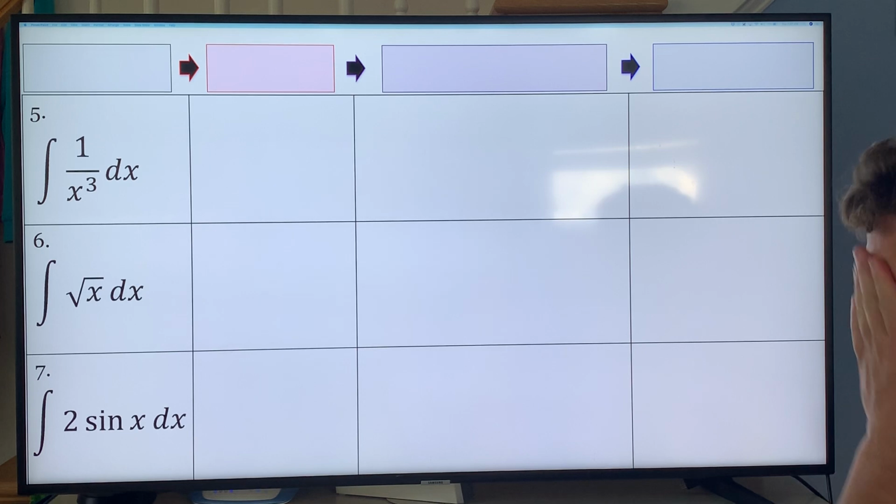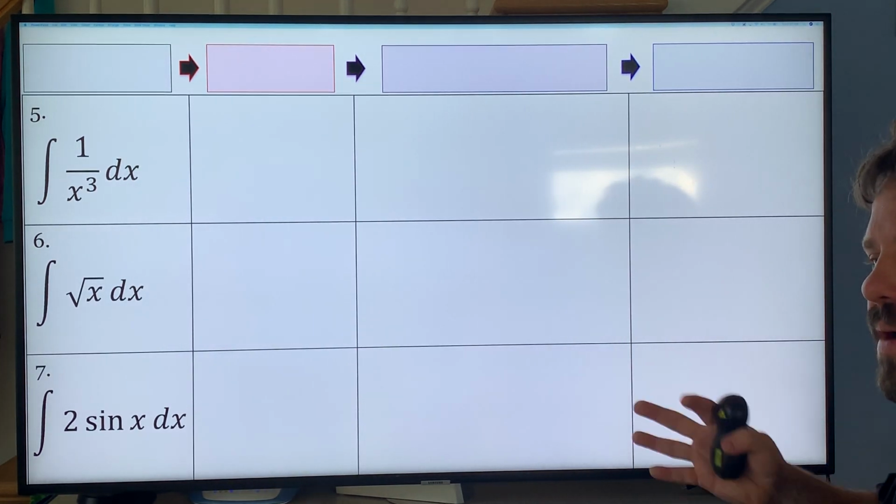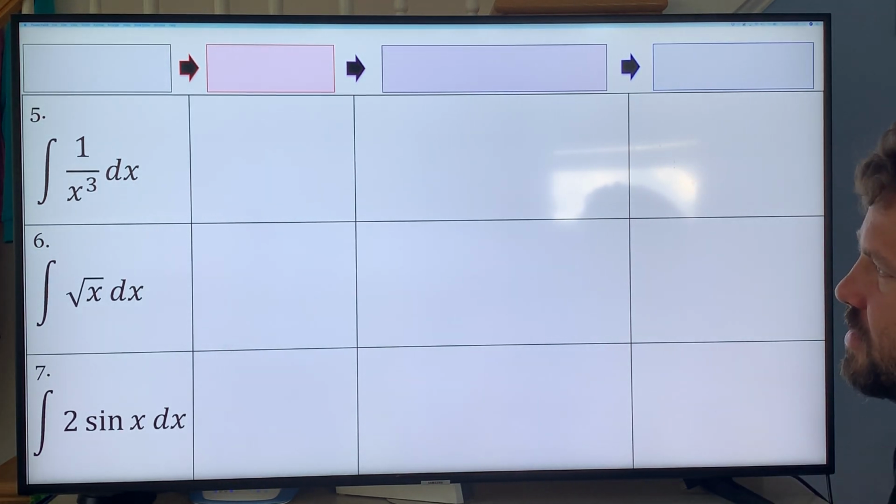This is easy stuff. I used to combine this in with tests, but I like doing it by itself now. It's a little bit better.